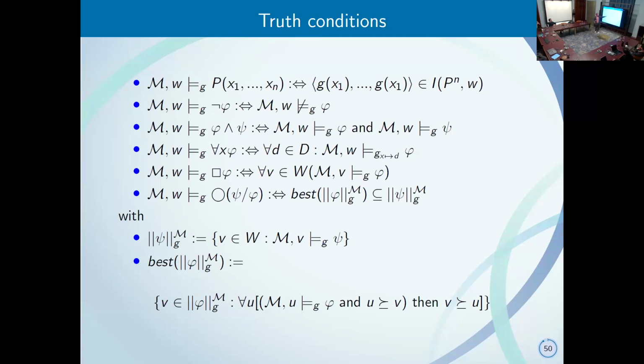But the interesting thing is the obligation. So we take the best cases where phi holds under this interpretation G, and there should be a subset of psi, where phi is the truth set for this variable assignment, and the best cases are basically the maximal cases. It is exactly the same as in the propositional case. So it checks all the phi cases which do not get trumped by another phi case under the same interpretation.